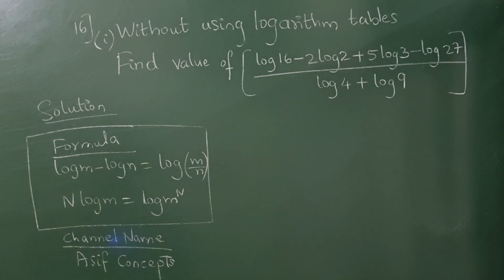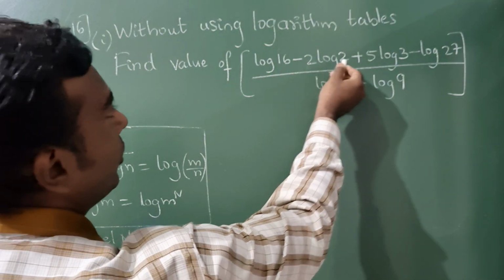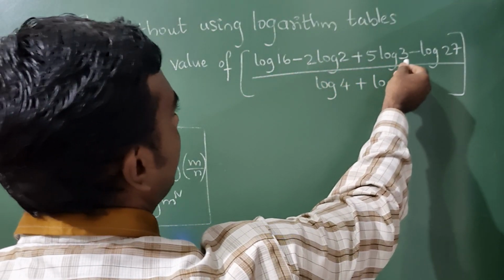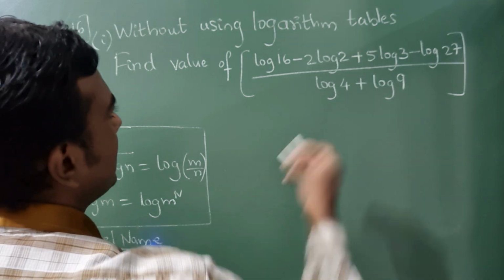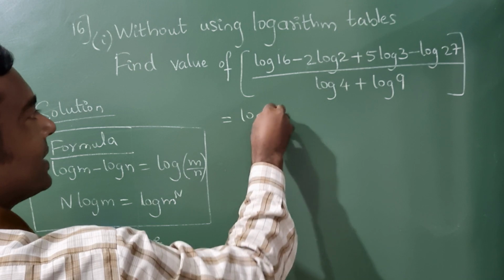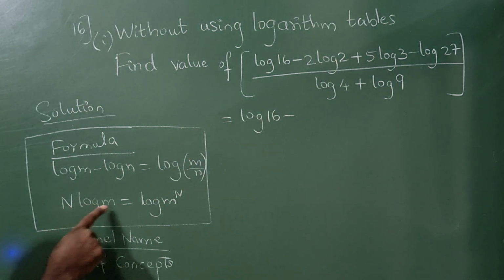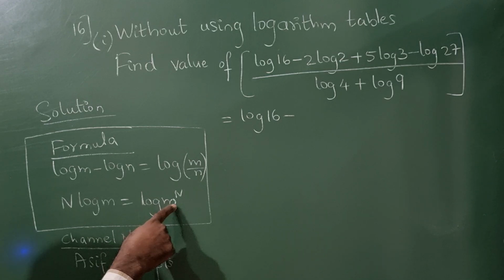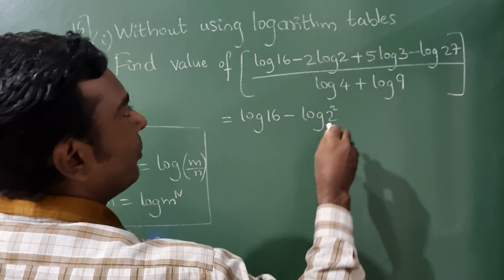Without using logarithmic tables, find the value of log 16 minus 2 log 2 plus 5 log 3 minus log 27 divided by log 4 plus log 9. Now write log 16 as it is. For this, you have to apply this formula: n log m is equal to log m raised to n. So I am going to write log 2 raised to 2.